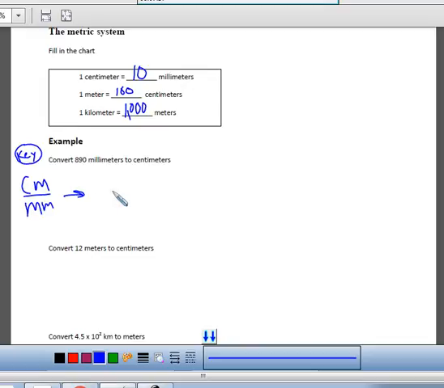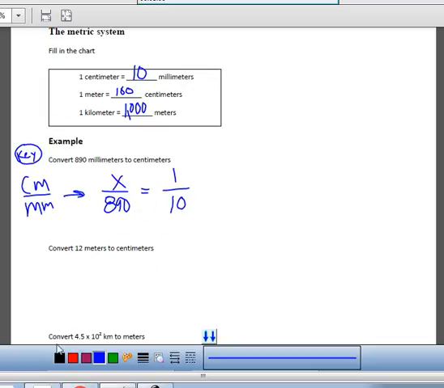So now I'm going to say, all right, I've got 890 millimeters. Millimeters is going to go on the bottom, so 890. And how many centimeters is that? Well, we don't know, so that'll be X. The proportion is this. Now, when I look up here, I'm going to use my centimeter to millimeter conversion. 1 centimeter is 10 millimeters. So centimeters on top, 1. Millimeters on the bottom, 10. And your proportion is set.